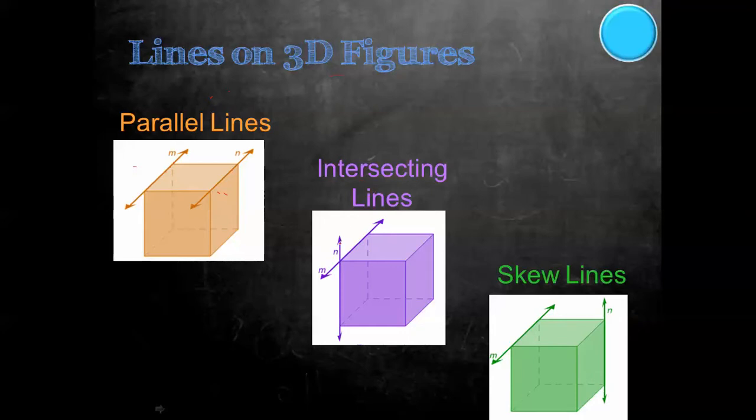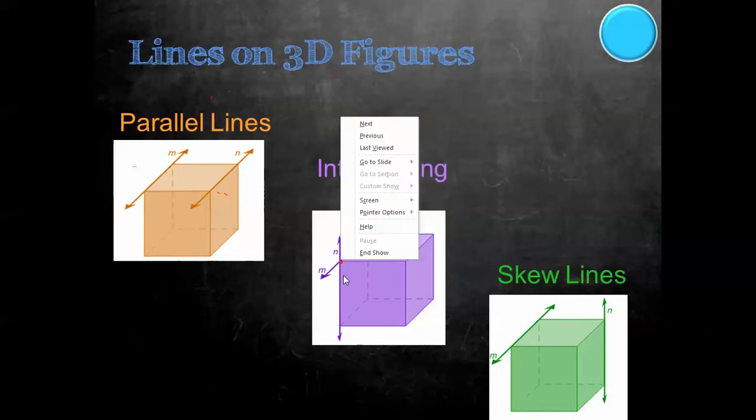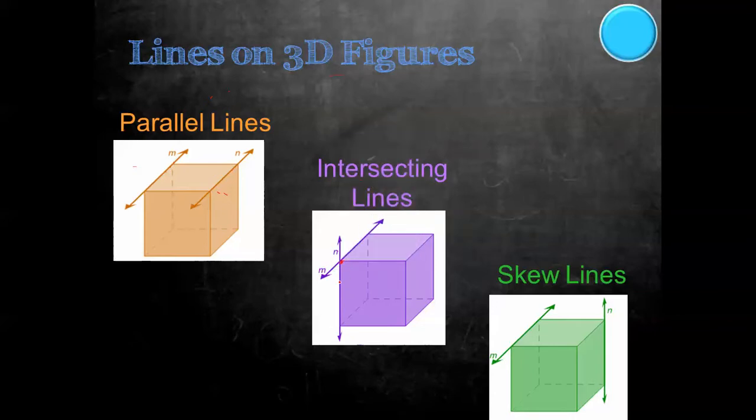Intersecting lines are exactly that. They're lines that intersect. For example, here, M and N intersect right here. So these are intersecting lines. And again, these can also be contained by a plane. If we look at it, they're contained by this left plane, the left face.